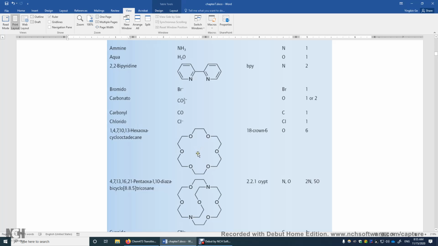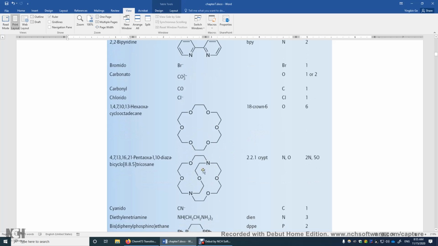Just imagine a transition metal center here. It can form 6 bonds with the 6 oxygen atoms. But again, I want to tell you this: the real structure is not a planar structure. It's a 3-dimensional structure that looks like a crown.